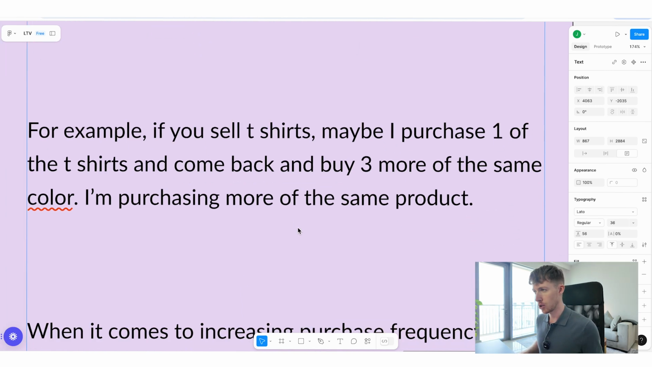For example, if you sell t-shirts, maybe I purchase one of the t-shirts on the first purchase, and then I come back and buy 3 more of the same color. Say you're selling black t-shirts. I come back and buy more of the same color, and I'm purchasing more of the same product in this case.